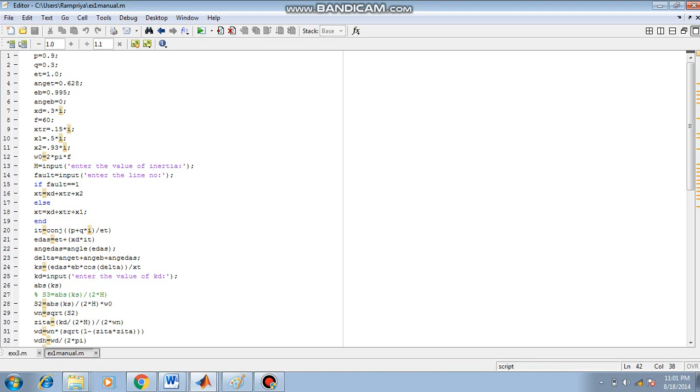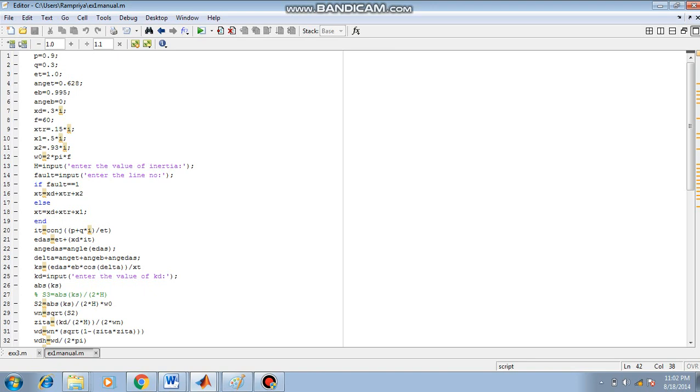ET is the terminal voltage, that is the generator voltage, and EB is the infinite bus voltage of the single machine infinite bus system. The angle of EB is 0. The angle T, that is delta, is 0.68. XD is the transient reactance, 0.3 into I. Then the frequency of the system is 60 Hertz.